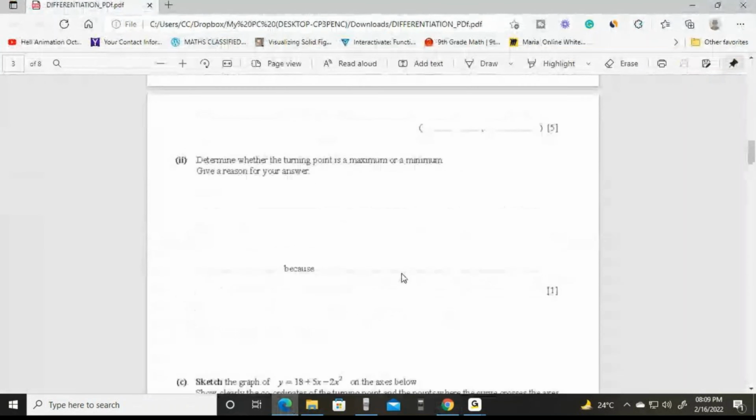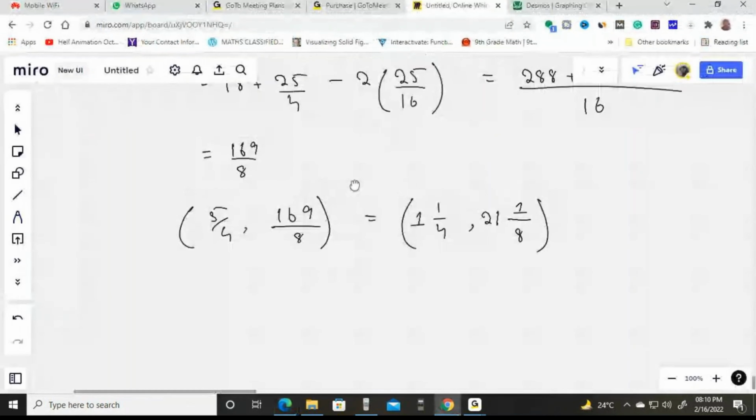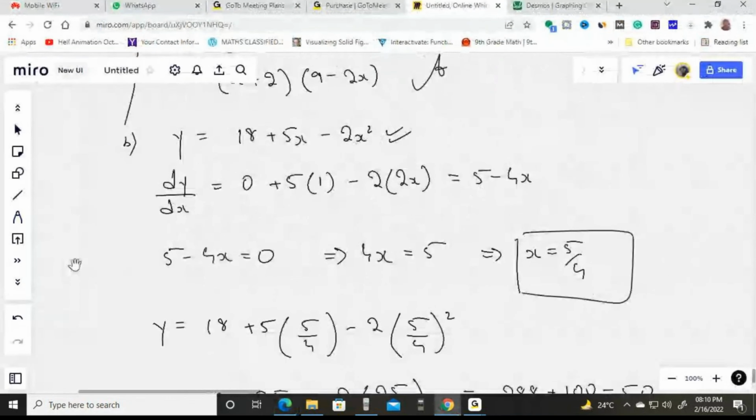Once this is done, now they're asking to determine whether the turning point is maximum or minimum. Give a reason for your answer. It's just one mark. So is it maximum or minimum? Why? Because the second derivative is coming out to be positive or negative. That's what you're going to write. So we need to perform our second derivative test. It's too easy because your first derivative was giving you a linear expression.